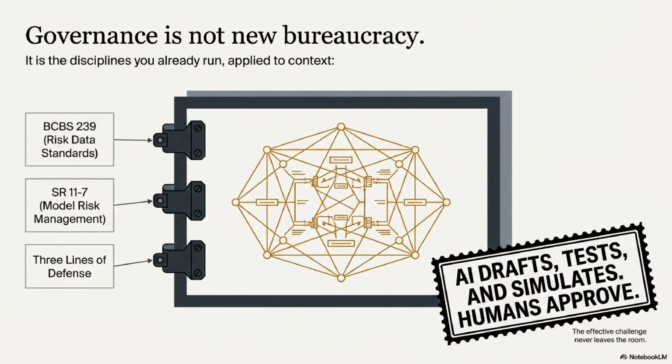I keep saying under governance, so let me be precise about what that's going to mean. It won't be a new bureaucracy. It's the disciplines you already run. Risk data standards, model risk management, 3 lines of defense applied to context. And one rule holds throughout this series: AI drafts, tests, and simulates. Humans approve. The effective challenge never leaves the room. We'll earn every one of those terms, one episode at a time.